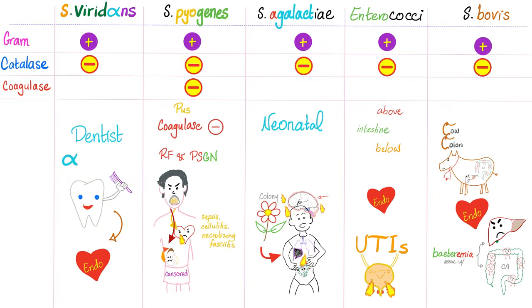But take streptococci, like strep pyogenes, for example. Gram-positive, true. Cocci, true. Catalase, negative, no bubbles. Coagulase, negative, I cannot confine myself in an abscess, therefore I will spread. Sepsis, cellulitis, necrotizing fasciitis, and don't forget erysipelas.